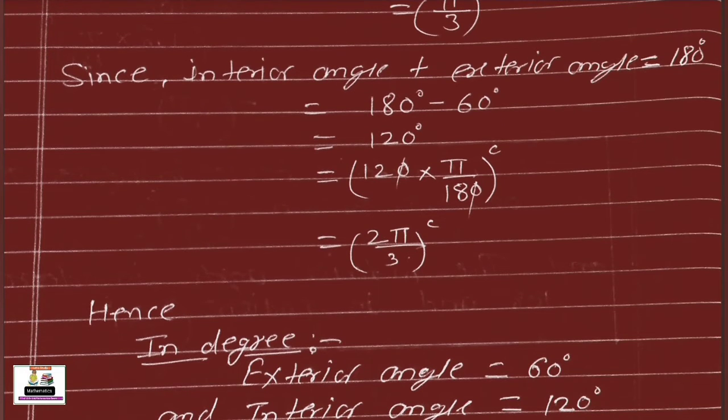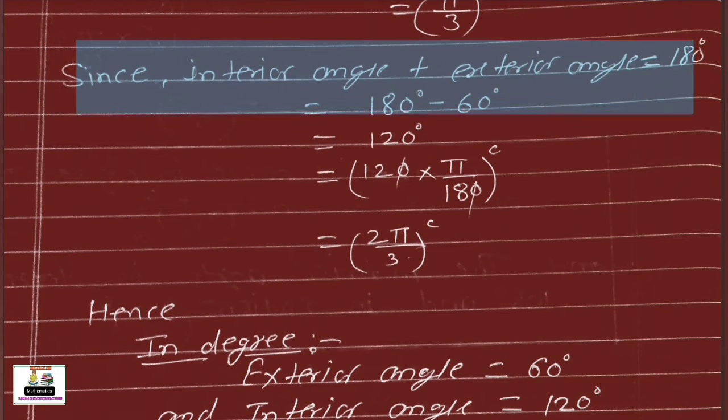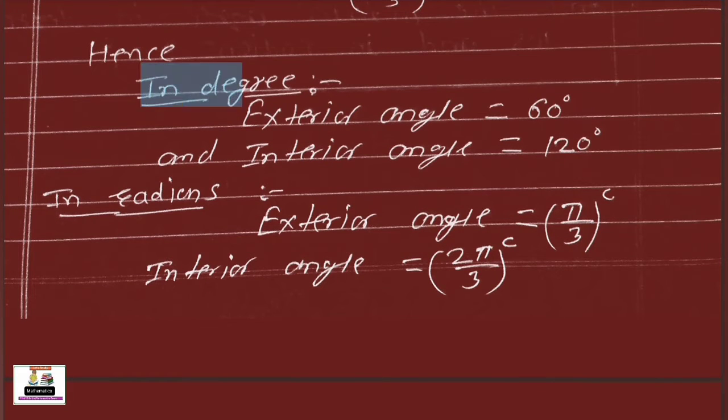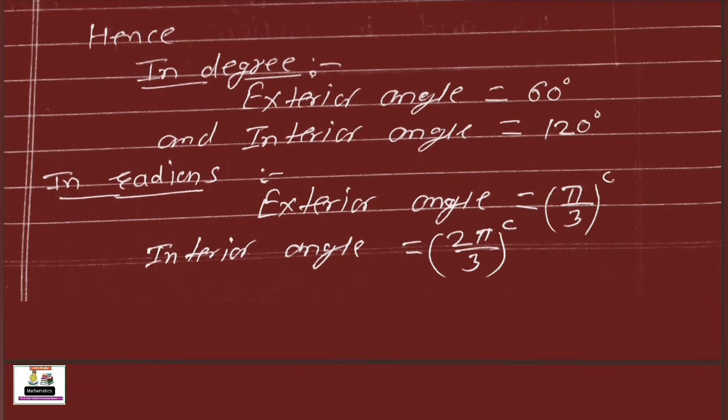Now find the interior angle. The formula is interior angle plus exterior angle is equal to 180 degrees. Then we know the exterior angle is 60 degrees. Put this value in this formula. 180 minus 60 is equal to 120, and here 120 converted into radians, we get 2 pi by 3 radians. Hence in degrees the exterior angle is 60 degrees and the interior angle is 120 degrees. In radians the exterior angle is pi by 3 radians and the interior angle is 2 pi by 3 radians.